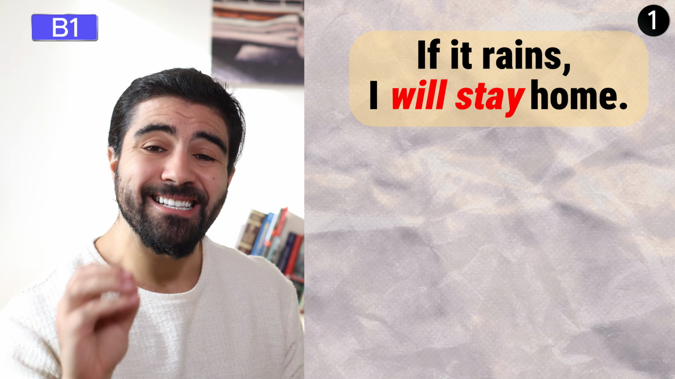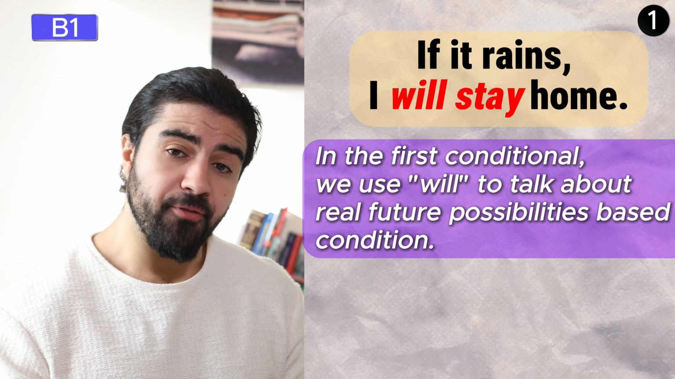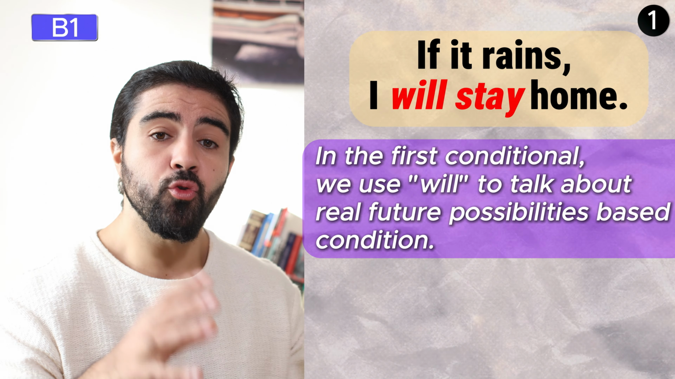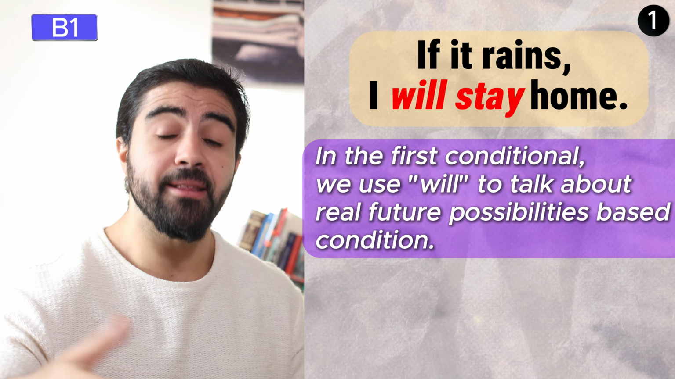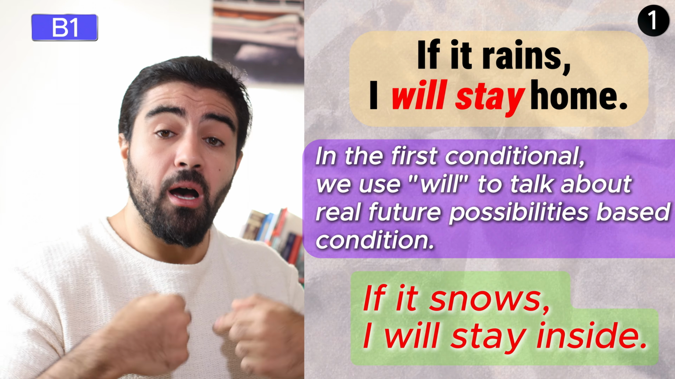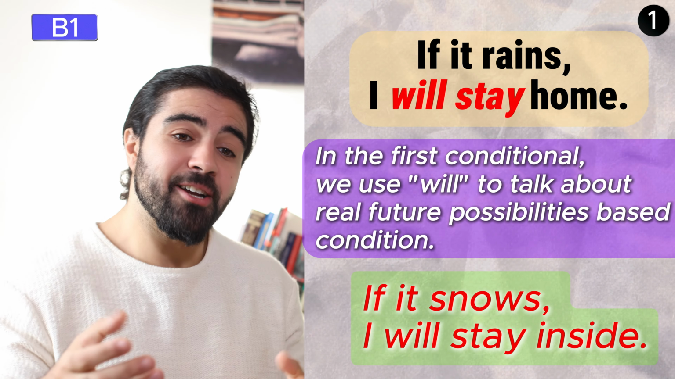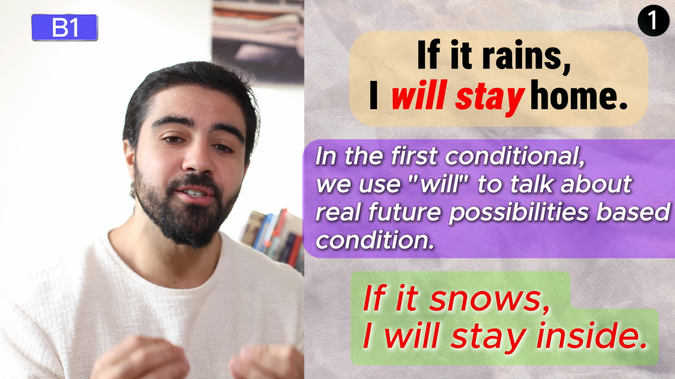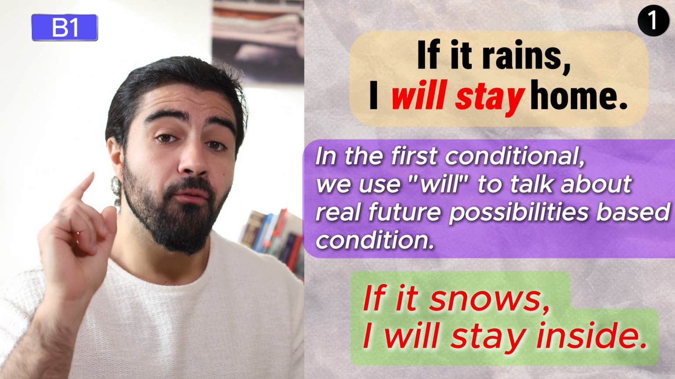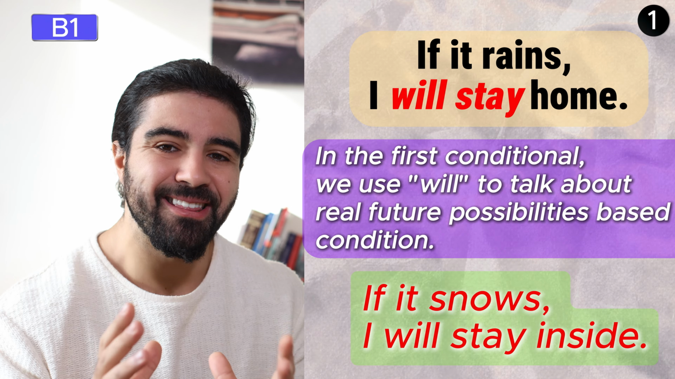The correct answer is C. If it rains, I will stay at home. This is the first conditional, right? In the first conditional, we use will to talk about real future possibilities based on a condition. For example, if it snows, I will stay inside because I cannot walk on snow. This structure helps express potential outcomes based on certain conditions and is key for making predictions. Very important, the word predictions.